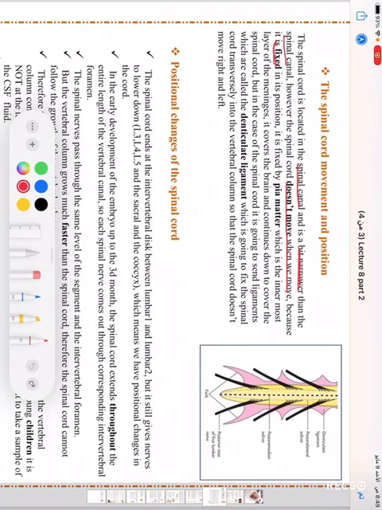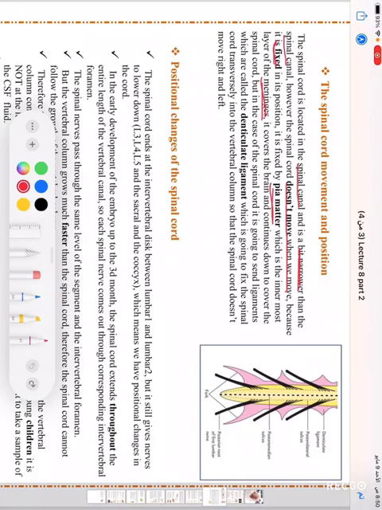How is the spinal cord fixed and not moving when we move? Through the pia mater, which is the innermost layer of the meninges. In the central nervous system we have three layers of meninges: the dura, the arachnoid and the pia mater. The pia mater is the innermost one, and it fixes the spinal cord in its position and doesn't let it move.